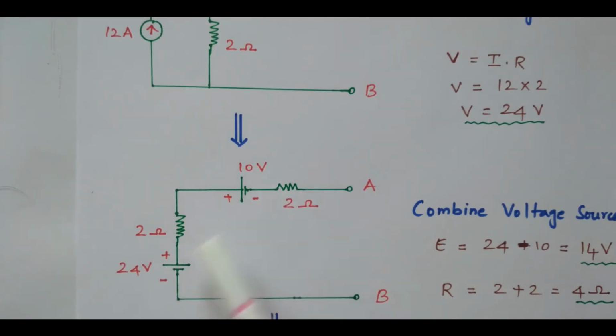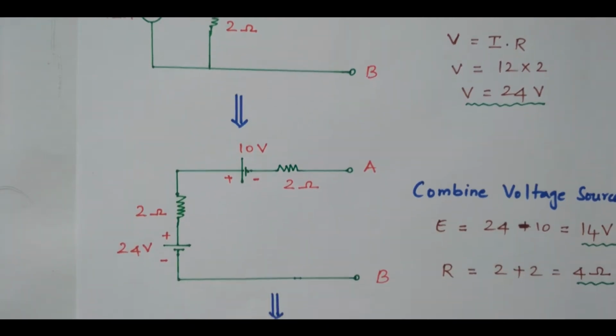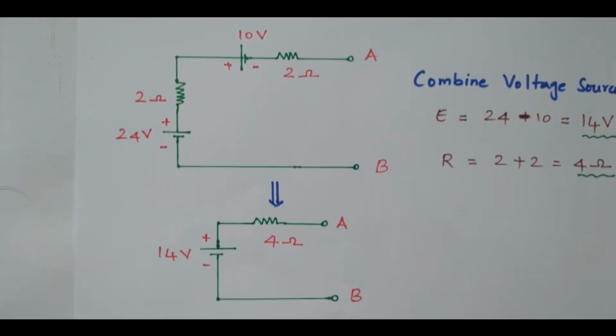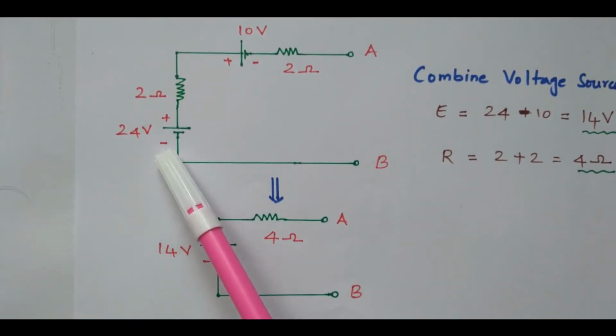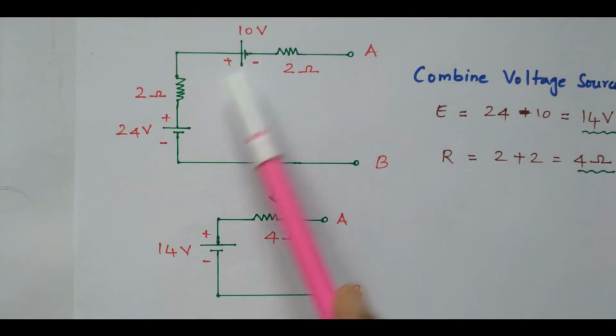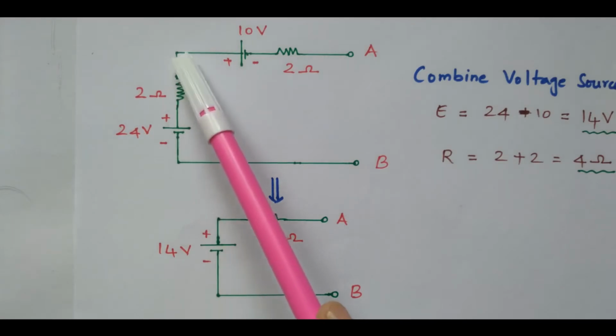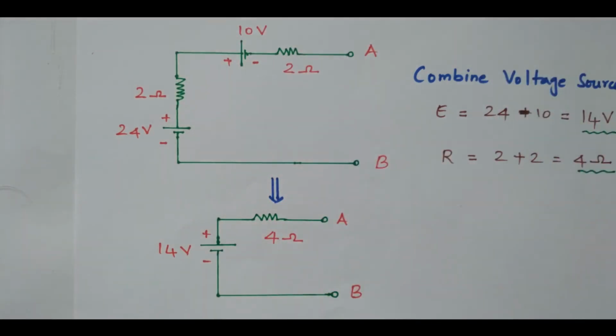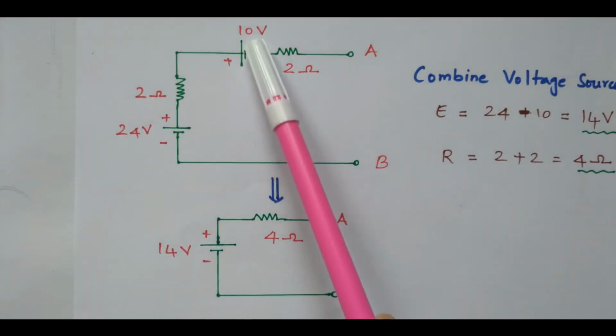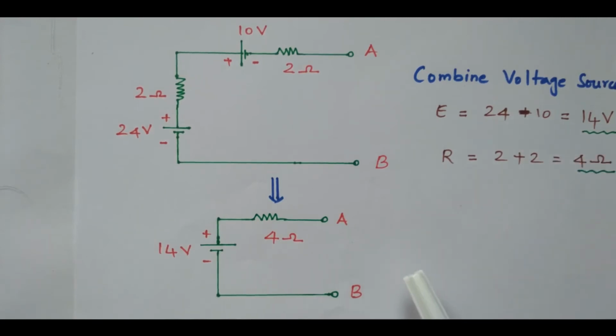Now we have two voltage sources and two resistors that can be easily converted into a single voltage source. Now see the polarity. What is the polarity of this circuit? This is plus, minus, plus, plus, minus. If the sources are in series aiding, the voltages add. But if it is minus, plus, plus, minus, both are opposing. So this 24 minus 10, 14 volt. The resultant will be 14 volt.